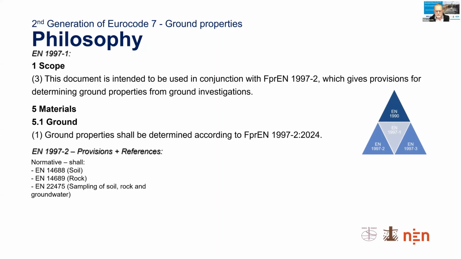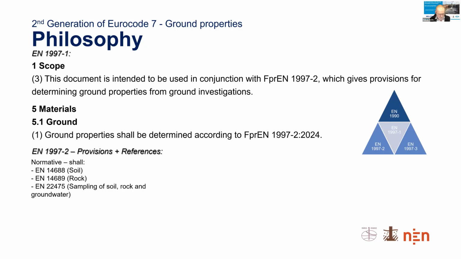In Part 2 of Eurocode 7, we have 3 normative standards. They are normative. They shall be followed. That's EN 14688 and 14689, about description and classification of soil and rock, and then European Standard 22475 about sampling of soil, rock, and groundwater. These 3 standards are referred to as normative in Eurocode 7 Part 2.